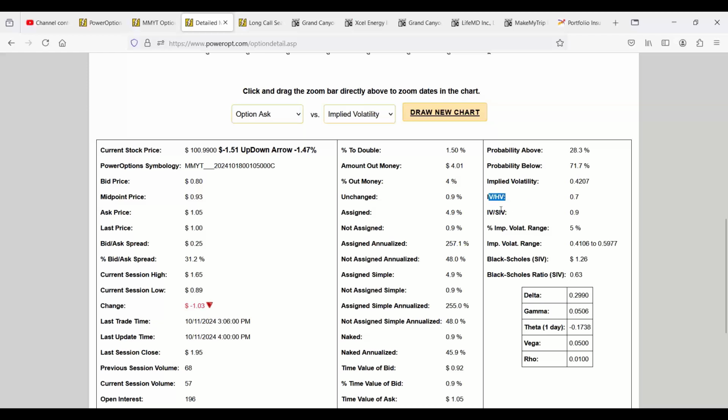The IV over HV, IV over SIV, current implied volatility range is one you could use too. You could look for options that are under 40% or 50% of their IV range, looking for something that's near the bottom of its IV range total of what you're looking for.